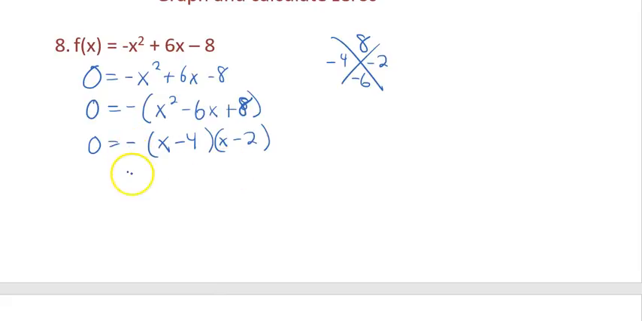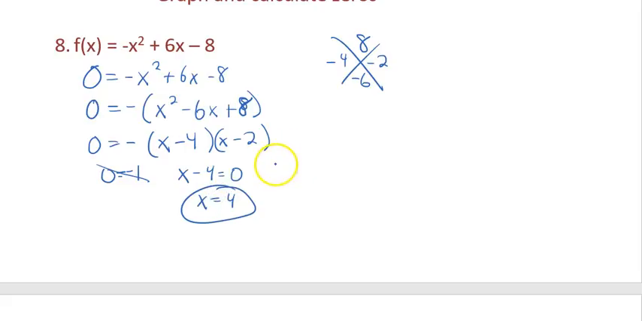So this negative out front is like having a -1. And you can say 0 equal to -1, but that doesn't make sense. So you really throw that away unless it has an x with it. Then I have x minus 4 equals 0. So if you solve that, you get x equals 4. That's one answer. And I have x minus 2 equals 0. If I add 2, I get x equals 2. So that's a second answer. And I'm supposed to have 2 answers because it is a quadratic.